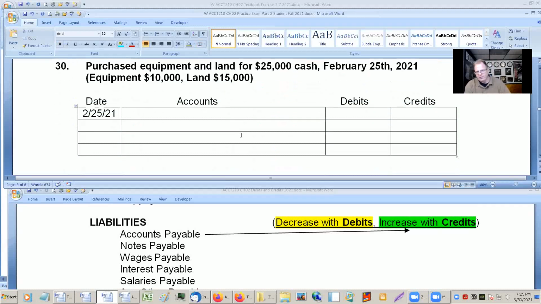Okay, here's one with more than two accounts, so this one we have to pay attention to. All right, so purchased equipment and land for $25,000 cash. Okay, so what? Land and equipment are assets. Yep. So we have land, equipment, and cash.